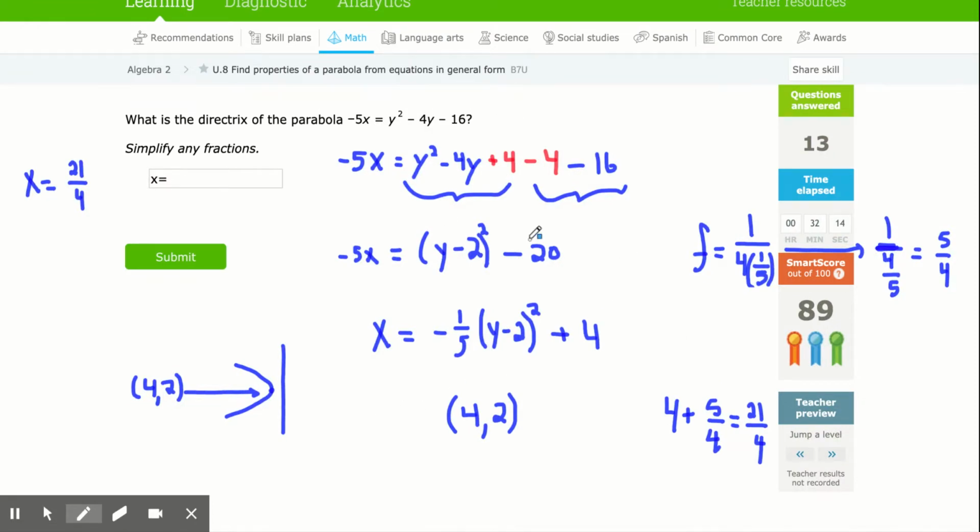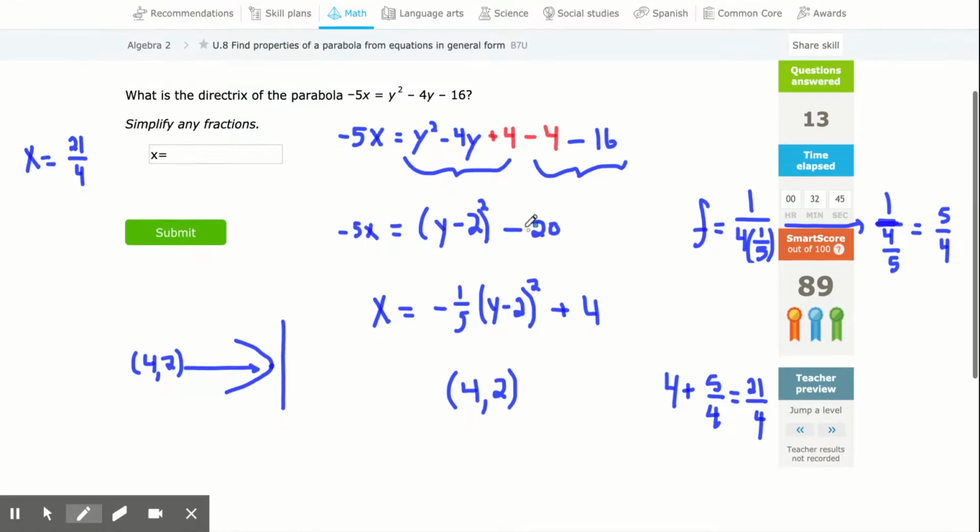In this problem, we'll do this last one. We're asked to find the directrix, which needs the focal length. We need to know what the vertex is, whether it's open right or left, up or down, and if the directrix is to the right or to the left. So this one, first of all, the y is being squared. Here I completed the square, added 4 minus 4 to get these three terms to be y minus 2 squared, which minus 4 minus 16 gives me a negative 20. Divide both sides by negative 5, which gives me negative 1/5 times y minus 2 squared, plus 4, because negative 20 divided by negative 5 is positive 4.